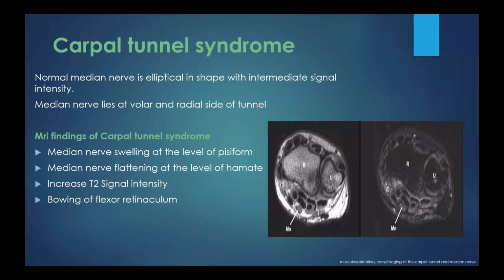What are the manifestations of carpal tunnel syndrome on MRI? Usually the median nerve might get swollen at the level of the pisiform or get flattened at the level of the hamate. If we have high T2 signal intensity within the nerve, it's a sign of carpal tunnel syndrome. And when we have a bowing of the flexor retinaculum, sometimes crowding of the flexor tendons, or a loss of perineural fat pad, it's also a sign of carpal tunnel syndrome.